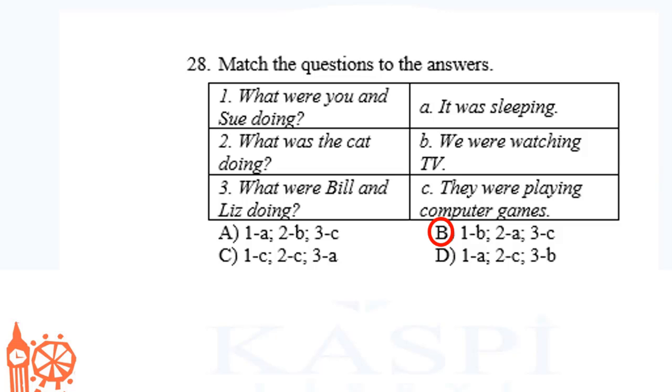In the next question, what were Bill and Liz doing? They were playing computer games. You are asking about the cat. So the cat is it. It was sleeping. And in the third question, the question is given to Bill and Liz. So Bill and Liz are they.